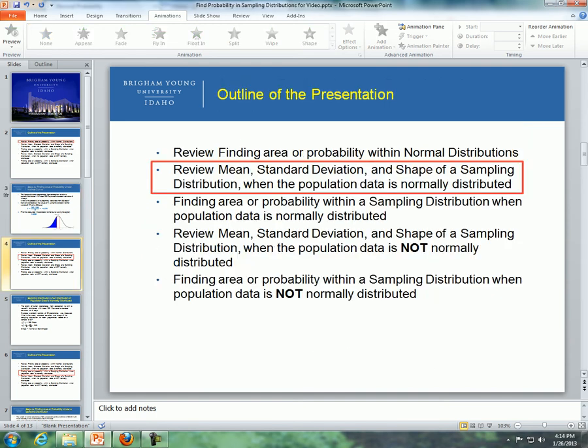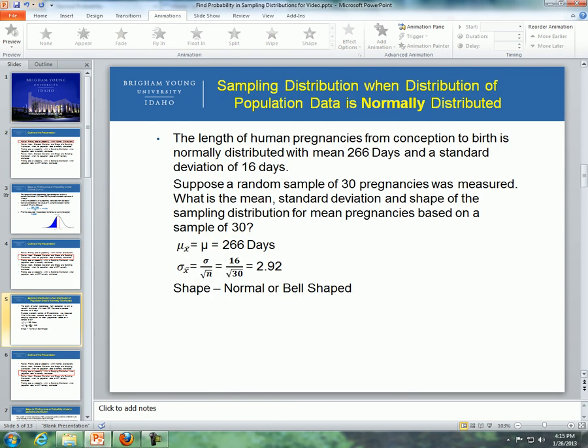Okay, so now let's review the mean, standard deviation, and shape of a sampling distribution when the population data is normally distributed. Going back to the original problem, the length of a human pregnancy from conception to birth is normally distributed with a mean of 266 days and a standard deviation of 16 days. Suppose a random sample of 30 pregnancies was measured. What is the mean, the standard deviation, and shape of a sampling distribution for the mean pregnancies based on a sample of 30?